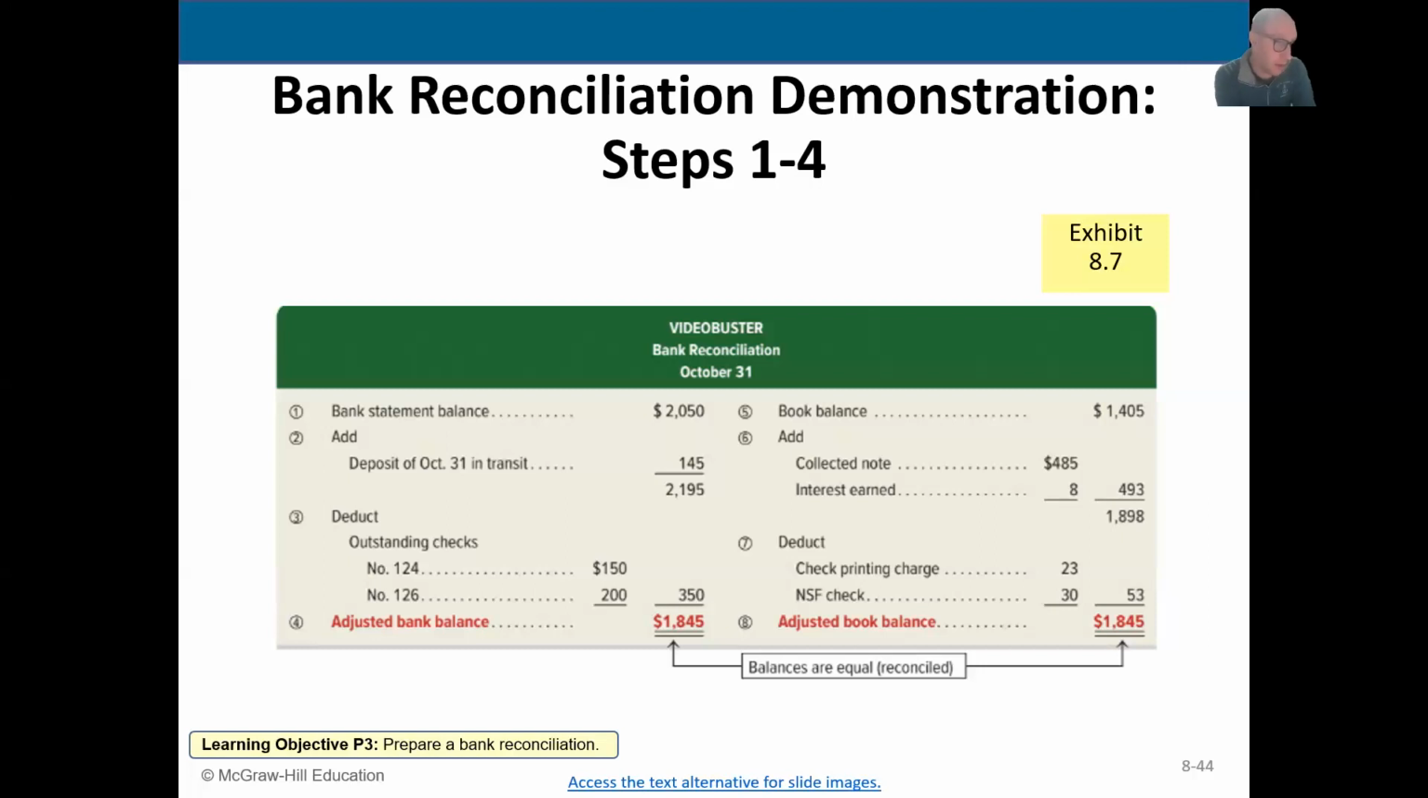We're going to add any funds in transit that we haven't collected yet, which is $485, plus any interest of $8, giving us an updated book balance of $1,898, minus fees from the bank, $23 check printing fee. That kills me. And taking out $30 for non-sufficient funds, giving us an updated adjusted book balance of $1,845. And lo and behold, they balance, right? They are equal. When they equal, we call that reconciling.